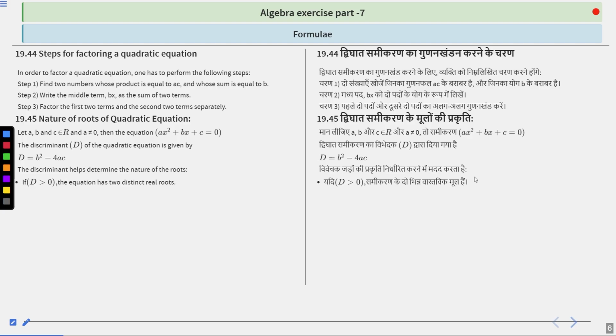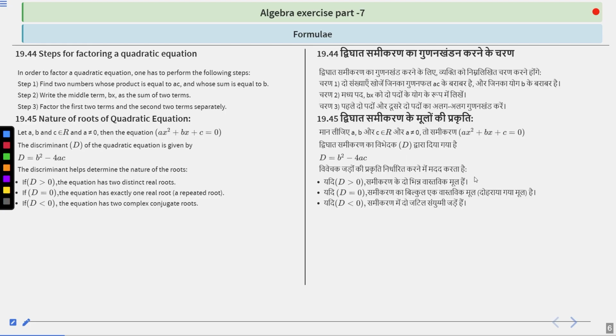That is, if discriminant D is greater than 0, that means the equation has two distinct real roots. And if discriminant capital D is equal to 0, the equation has exactly one real root or a repeated root. Next, if discriminant D is less than 0, that is negative, the equation has two complex conjugate roots.